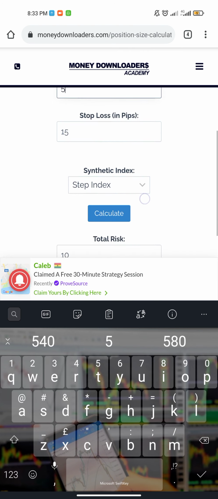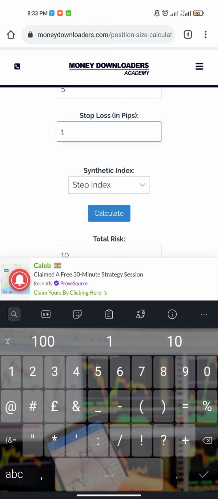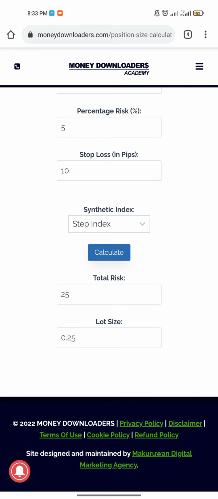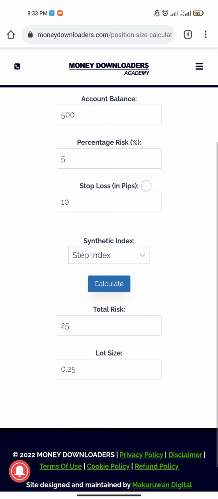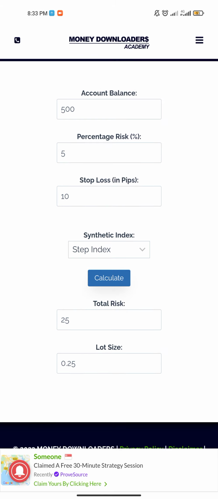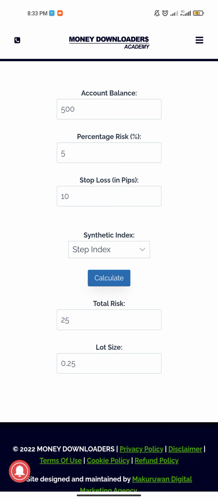So let's say our stop loss is 10 pips and we are still trading Step. Calculate. Oh, I said 45, I made a mistake. $25 is 5%. I was calculating for, I think, $1,000 if I'm not mistaken. So 5% of $500 is $25. So that's what we got here.